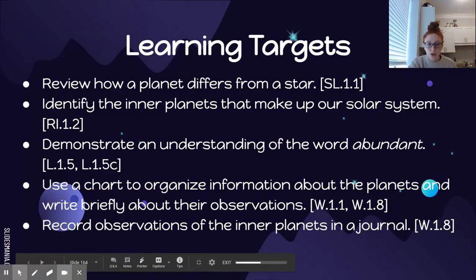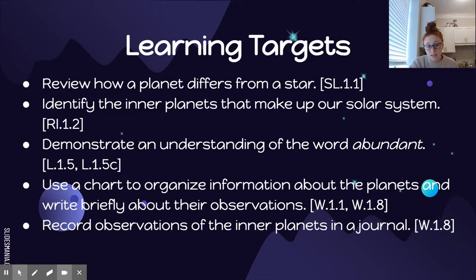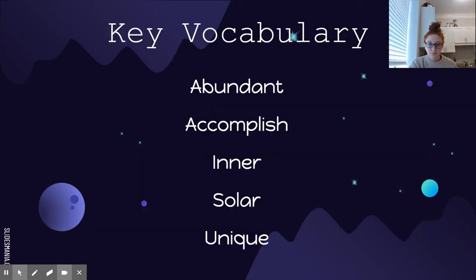All right, our learning targets are to review how a planet differs from a star, identify the inner planets that make up our solar system, demonstrate an understanding of the word abundant, use a chart to organize information about the planets and write briefly about your observations, and record observations of the inner planets in your journal.